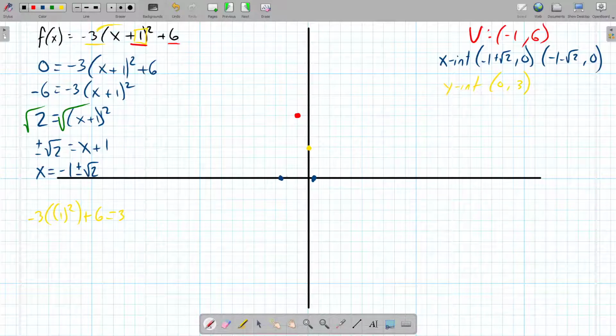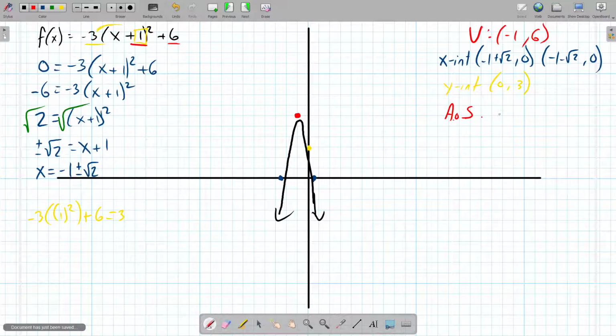Alright, so we have everything. We have our x-intercepts, we have our vertex, we have our y-intercept. We can go ahead and sketch as best we can the parabola. We also know the axis of symmetry is a vertical line going through the vertex, so it's going to be x equals the x value of the vertex, in this case x equals negative 1.